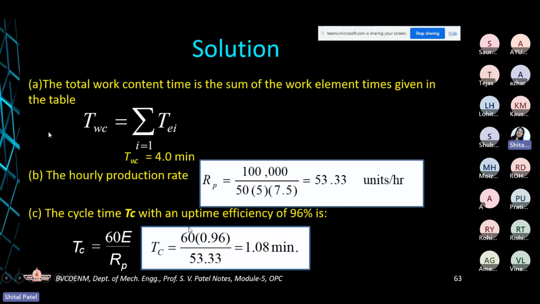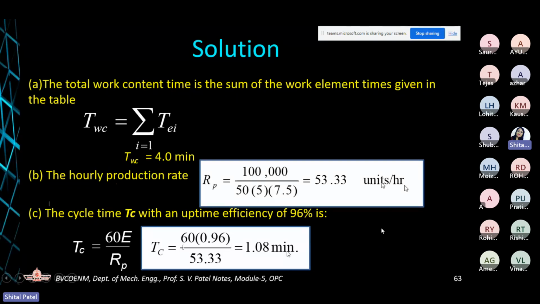The next one is the cycle time, right? So here we are going to include the efficiency as well. Now see, the production rate is given in terms of hours over here. So we need to calculate the cycle time in terms of minutes.